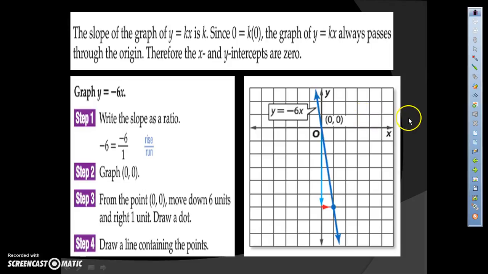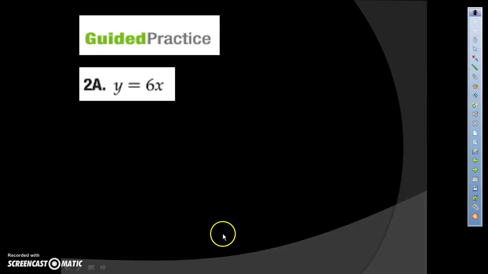So let's do a few of these together. And I'll pause here and give you an opportunity to get some graph paper out if you'd like to do that, because we are going to be doing a few graphs.